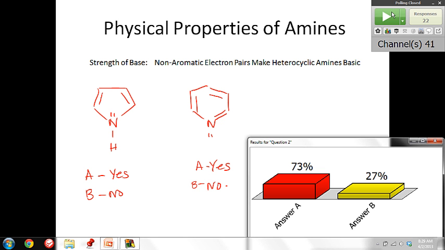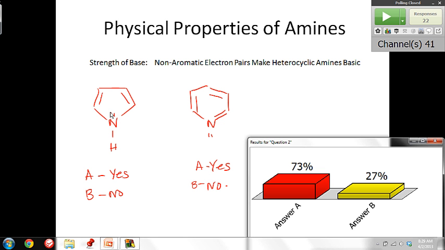What am I looking for in terms of nitrogen being basic? What needs to happen? The lone pairs need to be available for the H plus to bond to it. Are they available in this case? Yes. Why? Because it's not part of the aromatic system. Now, is this lone pair over here on this nitrogen part of the aromatic system?